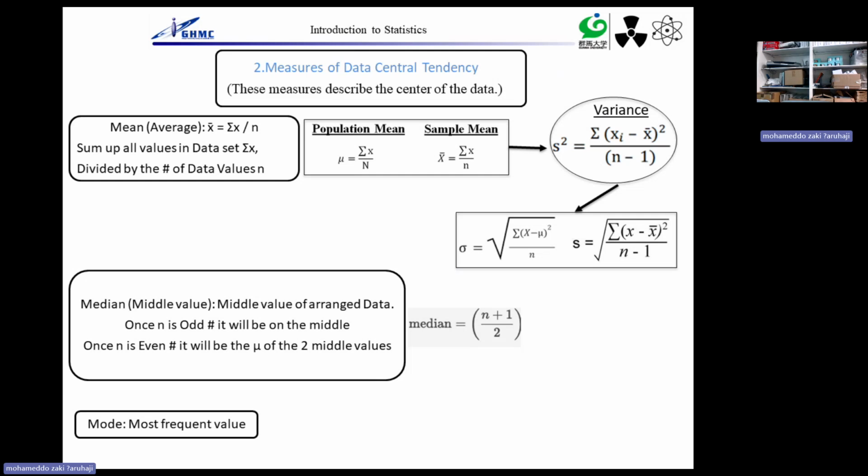Sum all of this up and divide by the number of values. So how much? 2 plus 1 is 3, plus 4 is 7, plus 2 is 9, plus 5 is 14. So my mean will be 14 divided by 5, which is 2.8. This is my mean.